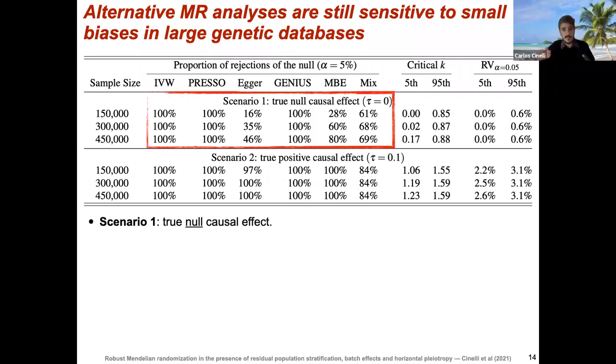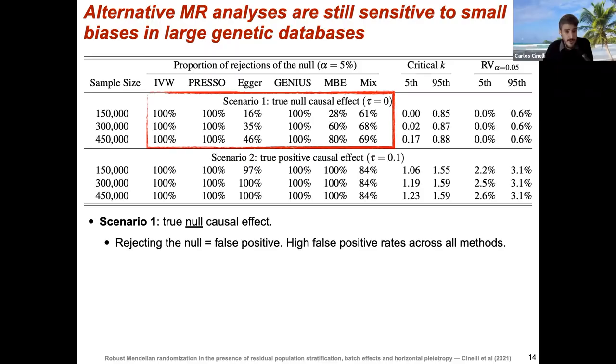Let's start with this first scenario. Here we are simulating a true null causal effect, so we're going to set the causal effect to 0. When we have a true null causal effect, the proportion of rejections of the null hypothesis is a false positive, right? So this proportion of rejections is the false positive rate. And we can see that we get, as expected, of course, this is not news, high false positive rates across all methods. So even a tiny violation of the InSIDE assumption or the zero modal pleiotropy assumption can lead to highly statistically significant false findings with all these methods.